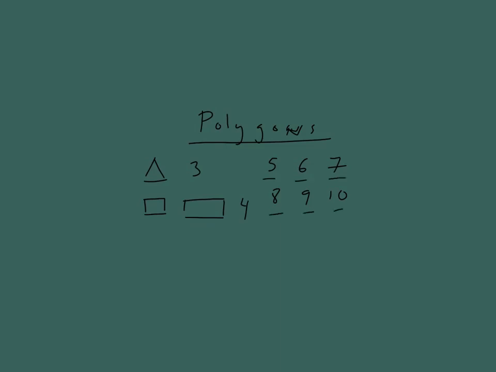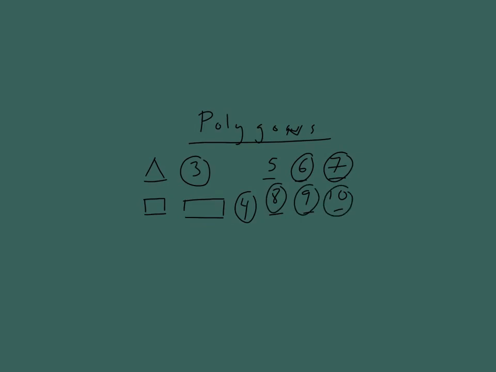Everyone knows 3 is a triangle. 4 is a square or rectangle, and it's called a quadrilateral. 5 is called a pentagon. 6 is a hexagon. 7 is a heptagon. 8 is an octagon. 9 is a nonagon. And 10 is a decagon. Okay.